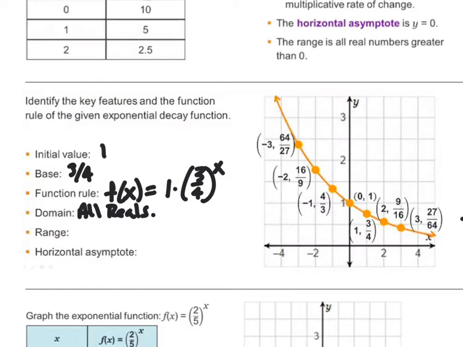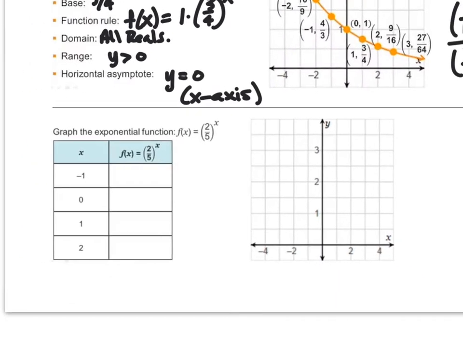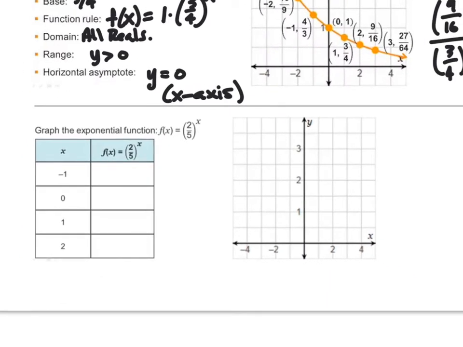My range is going to be my y values are going to be greater than 0, okay? It's not going to ever touch the x-axis. My horizontal asymptote is going to be the line y equals 0, okay? And that's the same thing as the x-axis. That's the idea.